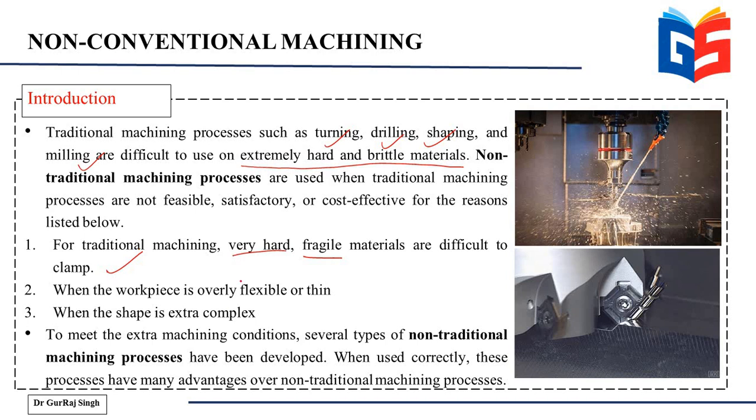Or if your workpiece is overly flexible or thin, so not only for stronger materials, for exceptionally weaker materials as well, you need non-traditional machining. And thirdly, when the shape is extra complex. Now we have discussed that you can produce several complex shapes, for example using the milling process. But there are some cases where the shape is even more complex that it cannot be taken care of using processes like milling. So to meet the extra machining conditions, several types of non-traditional machining processes have been developed. And when used correctly, these processes have many advantages over the traditional machining processes.